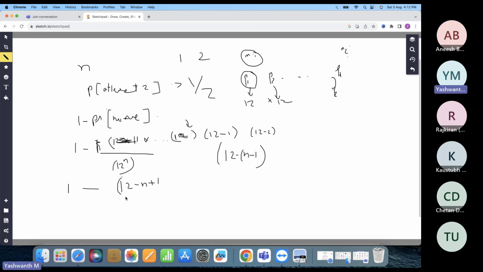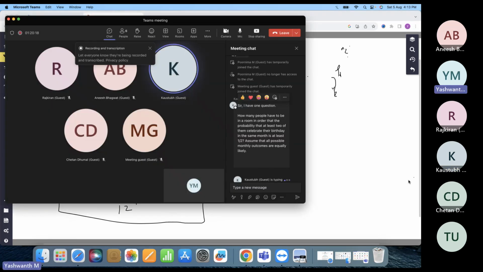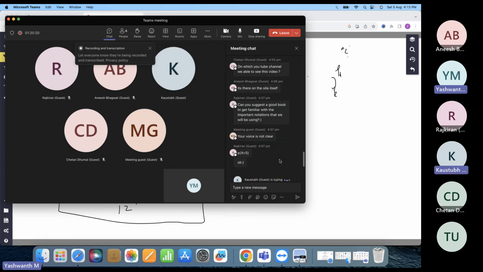This is a product actually: 12 into 11 into, and so on up to this point. This divided by 12 to the power n needs to be at least 1/2. You solve for n, whichever n is the largest that satisfies this inequality, that is the answer. Kaustubh, is that clear how to attempt this problem at least?